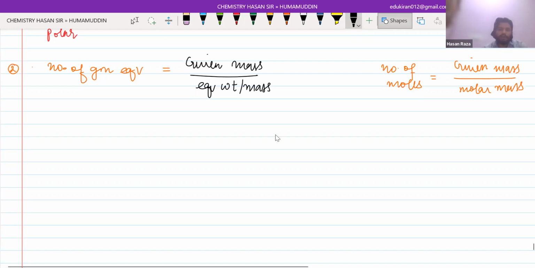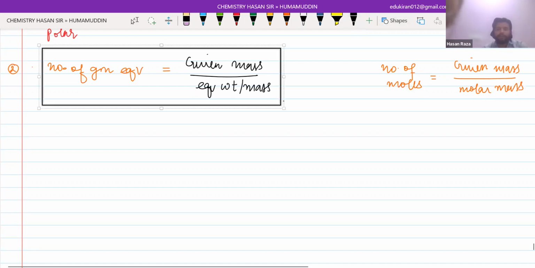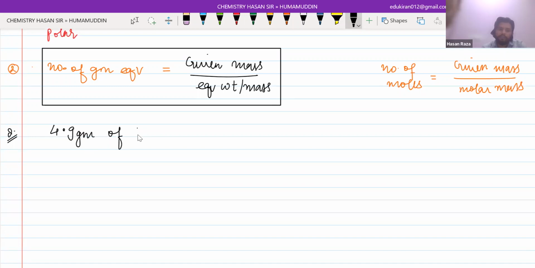This is very important. Number of gram equivalent is equal to given mass, that will be given in the question, upon equivalent mass. If you read the question, you will get the compound like H2SO4, CaCO3, and with respect to the compound, you can easily calculate the equivalent mass. Let's take an example. If you are given 4.9 gram of H2SO4, calculate equivalent mass.